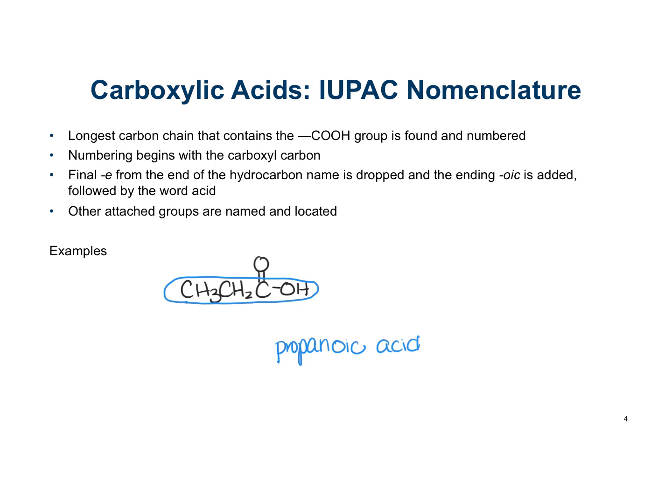When we look at this, we start numbering from the carbonyl carbon here. So this would be 1, 2, 3. Because it's always going to be in the 1 position, if there's just one of these, we do not need to include a number. Let's look at another example.